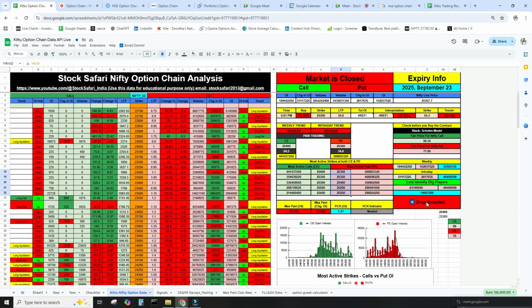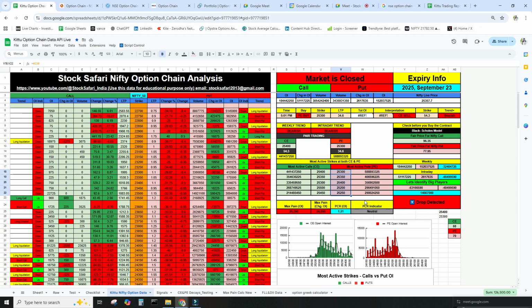As of now we can see some drop detected, which means the open interest is falling, people are squaring off their positions. Most of the time we get this drop detected at 2 to 3 o'clock, because most people square off their positions and book their profits.